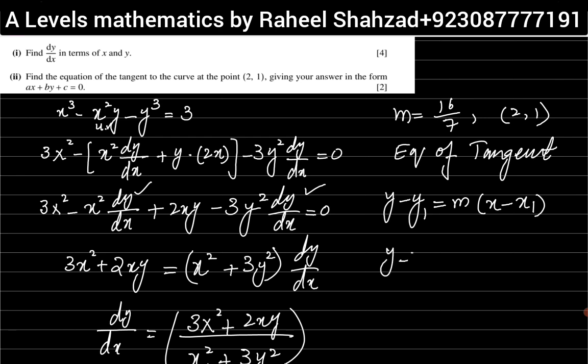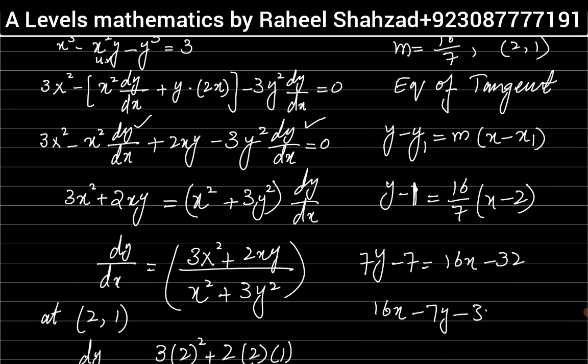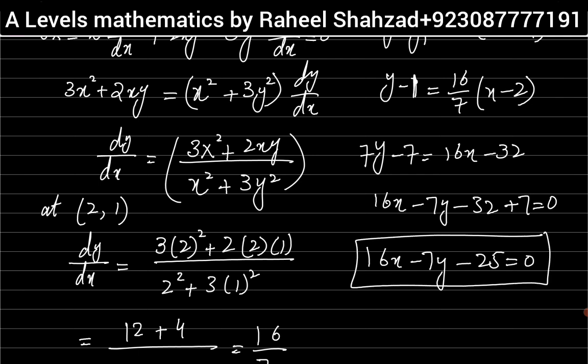So y minus 1 is equal to 16 by 7 into (x minus 2). So 7y minus 7 is equal to 16x minus 32. So 16x minus 7y minus 32 plus 7 is equal to 0. So that is 16x minus 7y minus 25 is equal to 0. Now this was the format they wanted us to find the equation of the tangent in.